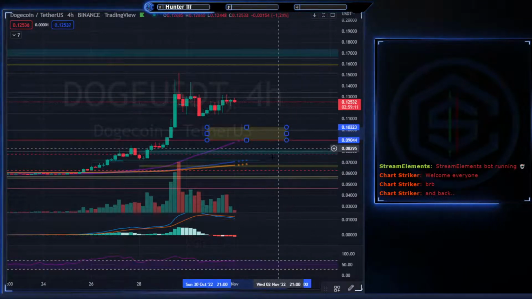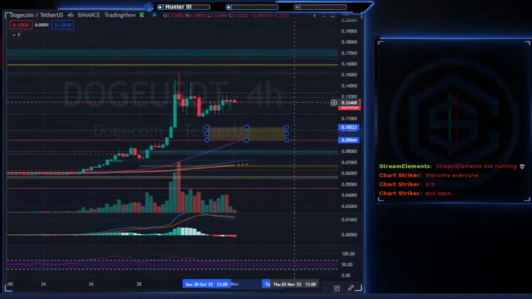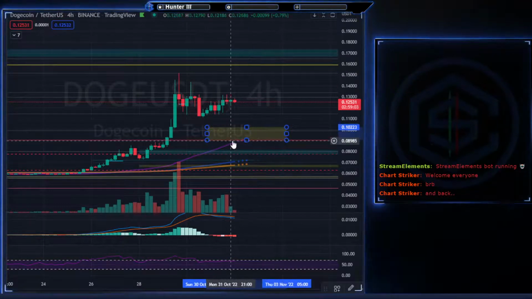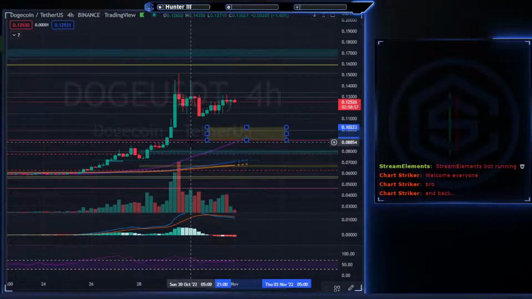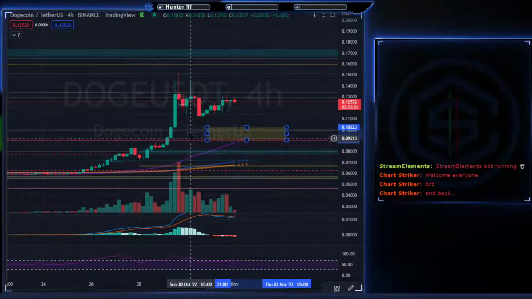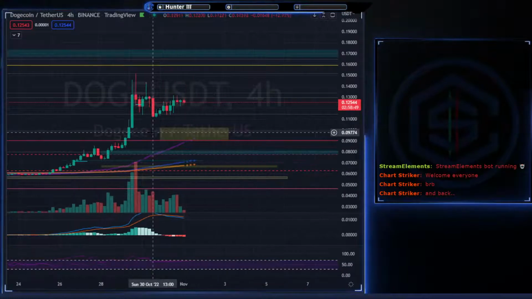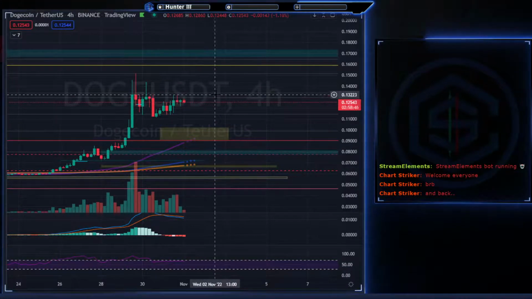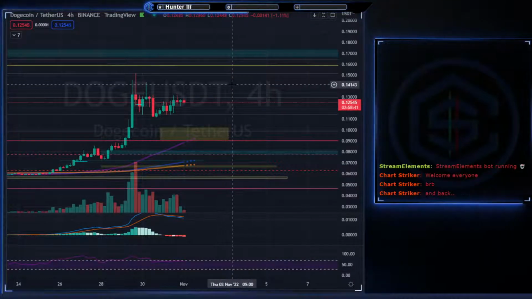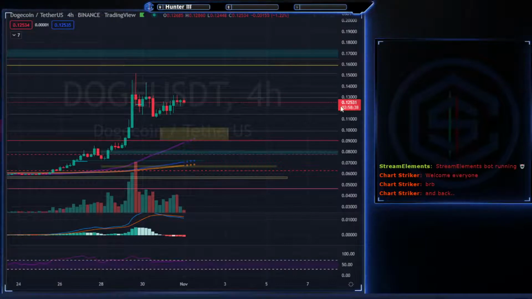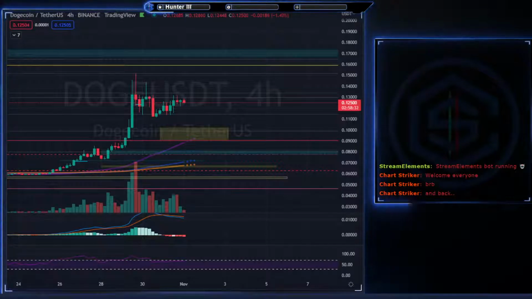The support we need to hold for us to see a trend continuation to the upside. Otherwise, if this support breaks, if we get anywhere below 0.088, 0.09, you'll see us back at old support levels again. Okay? But short-term resistance, we know where it is, 0.132. We need to break above it for us to go a bit higher. Otherwise, there's not much I can talk about when it comes to Dogecoin.